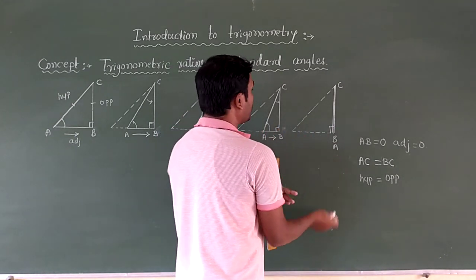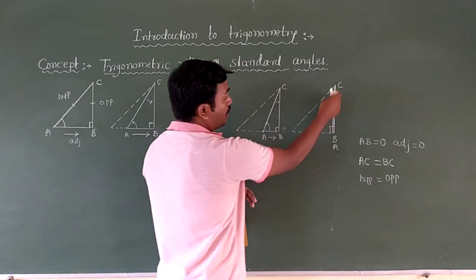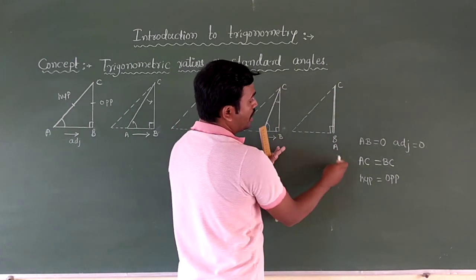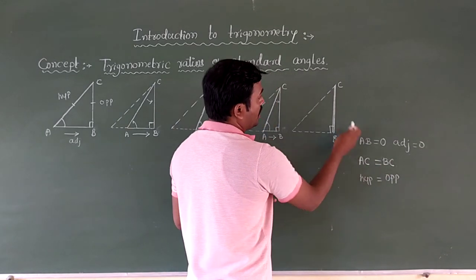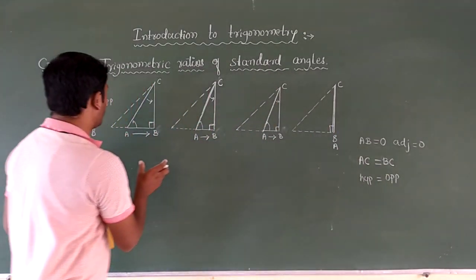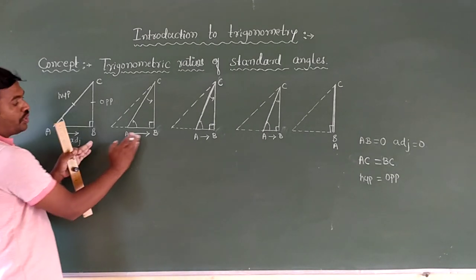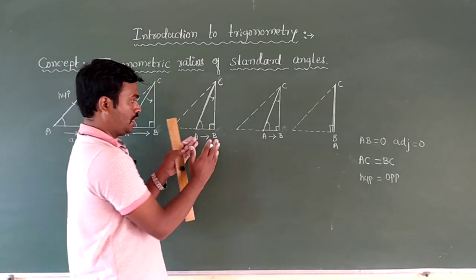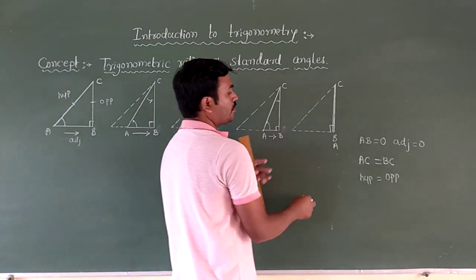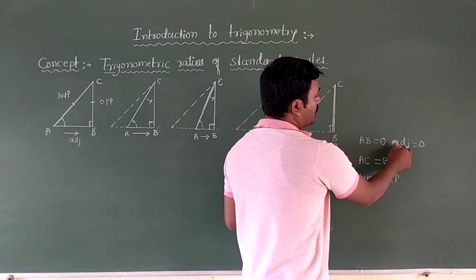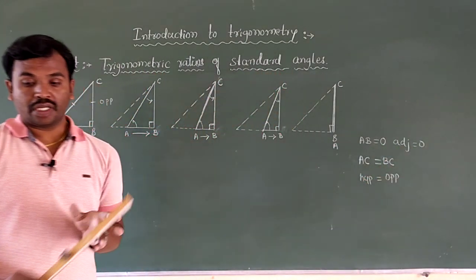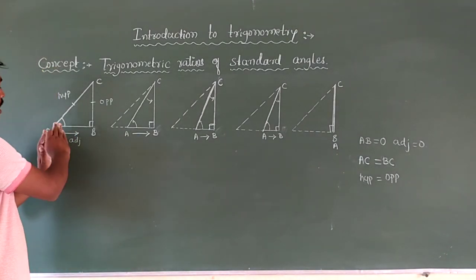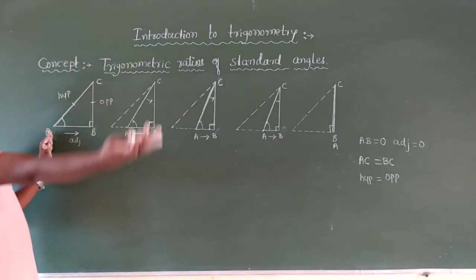Angle A becomes 90 degree and AC coincides on BC. So AC becomes equal to BC and AB becomes 0. Observe here, as we are moving, AB is coming closer and closer and becoming shorter and shorter. It is going to be 0. At the end, the length of AB becomes 0. This is the procedure to make an angle of 90 degree by using the right angle triangle. So here I made acute angle A equal to 90 degree.